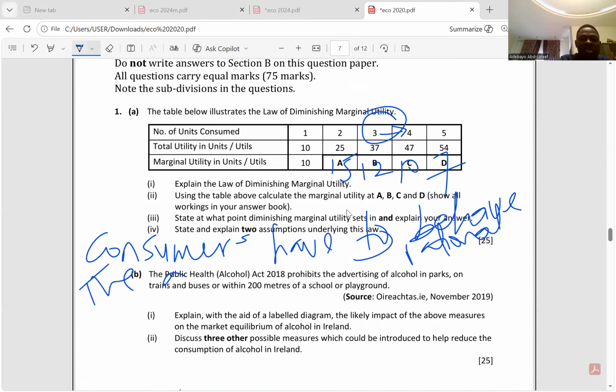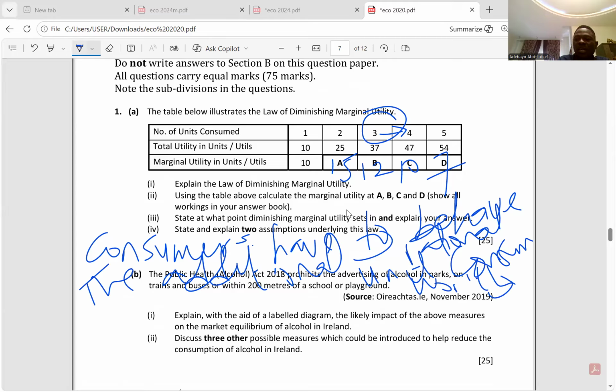The additional unit consumed won't bring additional satisfaction. So that's for question 1A, for example, section B. 1A, Roman figures 1, 2, 3, and 4. Now go to question 1B for section B.